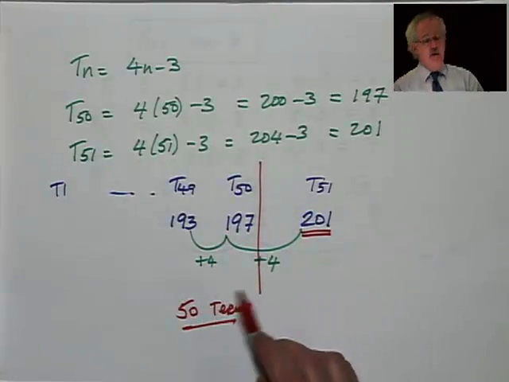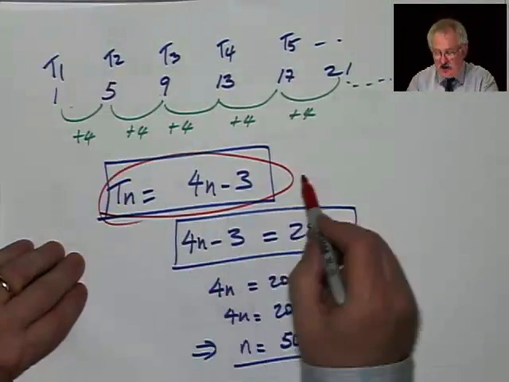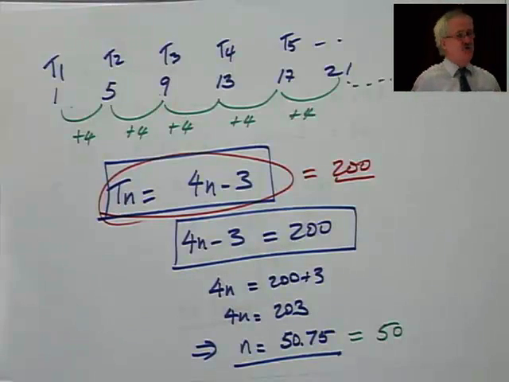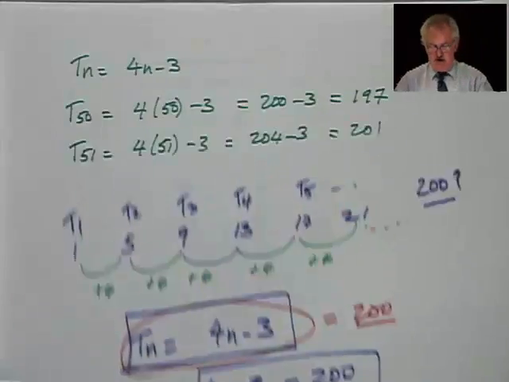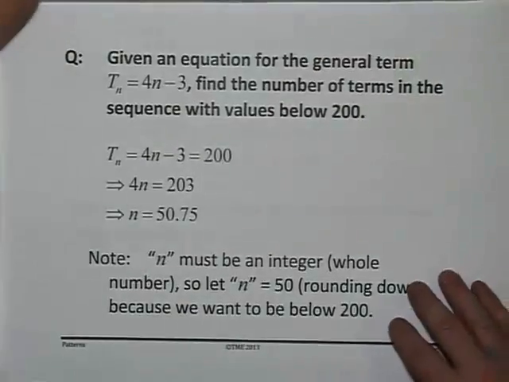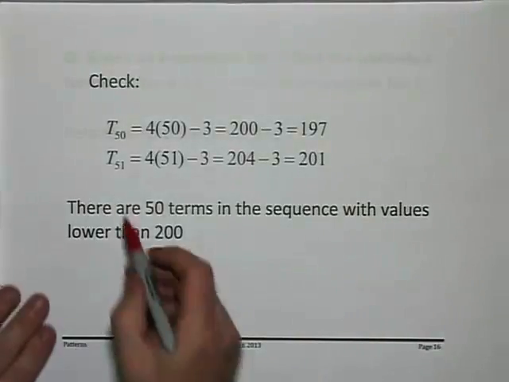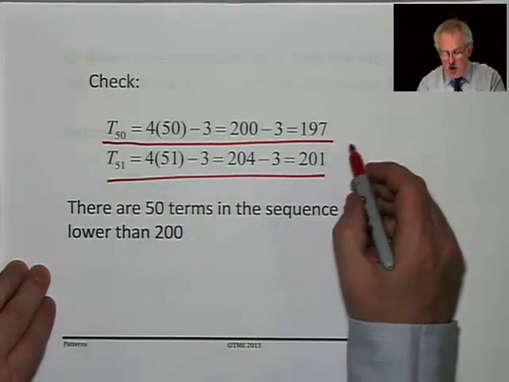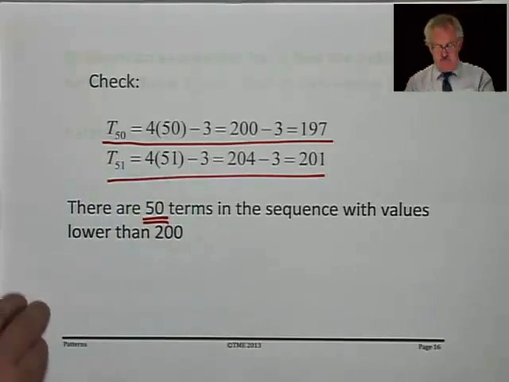Is that okay? But all we did was we just took the equation Tn, and we made it equal to whatever limit they were looking for. They might have wanted all those under 20 or under 50 or under 1,000 or whatever. And that's how we do that. So there we go. There's our T50, 197, our T51, 201. So clearly there are only 50 terms.